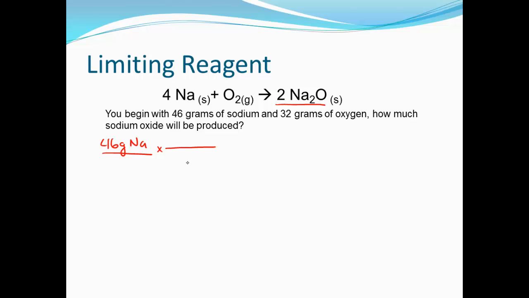Remember the steps to stoichiometry: number 1 is a balanced equation, and we've got that. Step number 2, we need to think in the unit of the mole. So 23 grams of sodium is 1 mole of sodium, nothing more than the molar mass. The grams of sodium cancel out. Now we want to figure out how much sodium oxide we're going to produce. For every 4 moles of sodium, I'll produce 2 moles of sodium oxide.